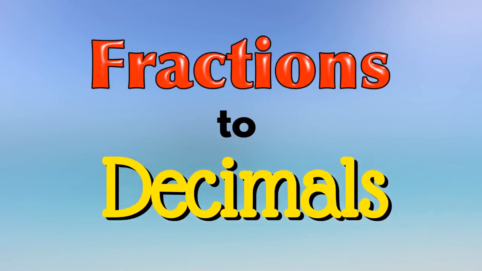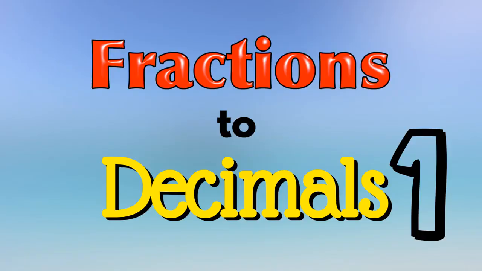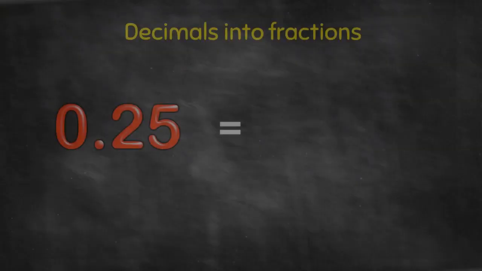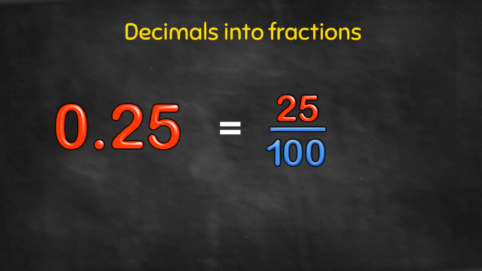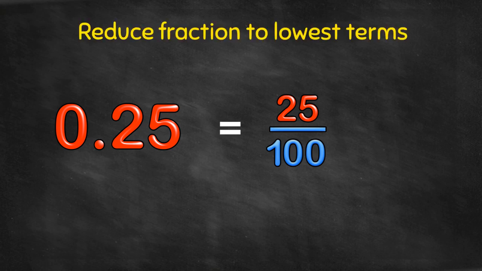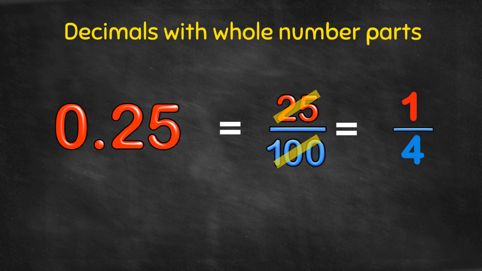Fractions to decimals, Part 1. You've changed decimal numbers into fractions. You've reduced those fractions to lowest terms. You've also changed decimal numbers with whole number parts. And of course, that gives you a mixed number in the answer.